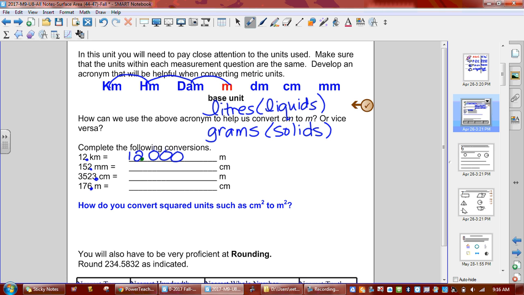So we moved it from after the 12 to after that 0. You're going to notice that I moved it, I had to put zeros there, because they're the placeholder. I had to put a 0 there.